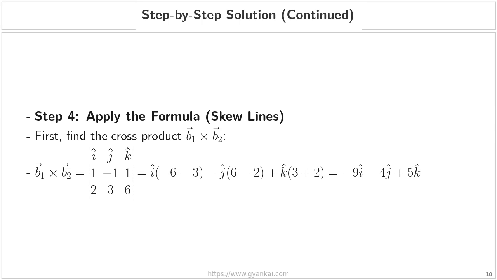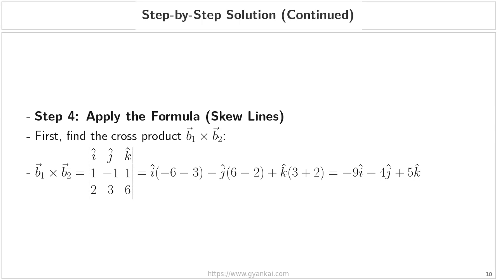To do this, we set up our determinant using the unit vectors i, j, and k, followed by the components of our first direction vector, 1, negative 1, and 1, and then the components of our second direction vector, 2, 3, and 6. Calculating this out, for the i component, we take negative 6 minus 3, which gives us negative 9i.